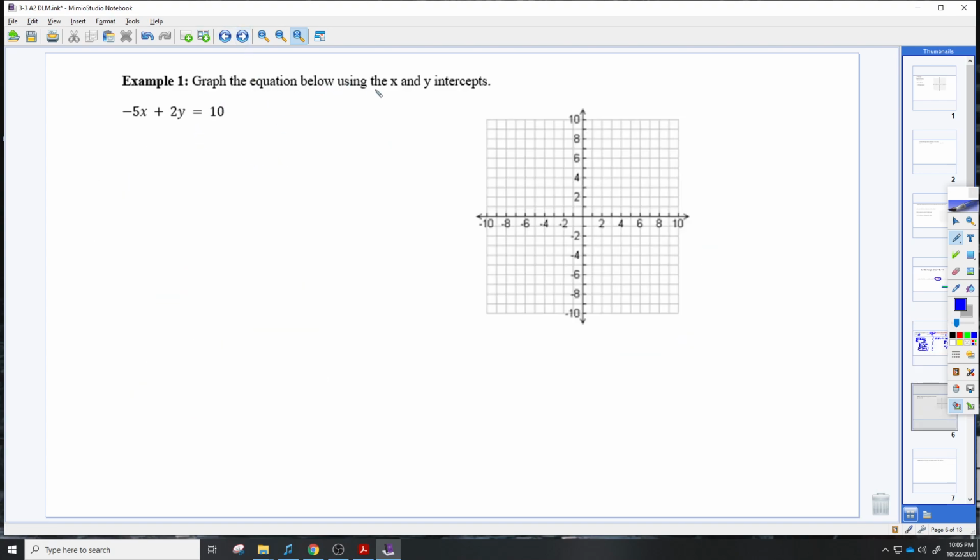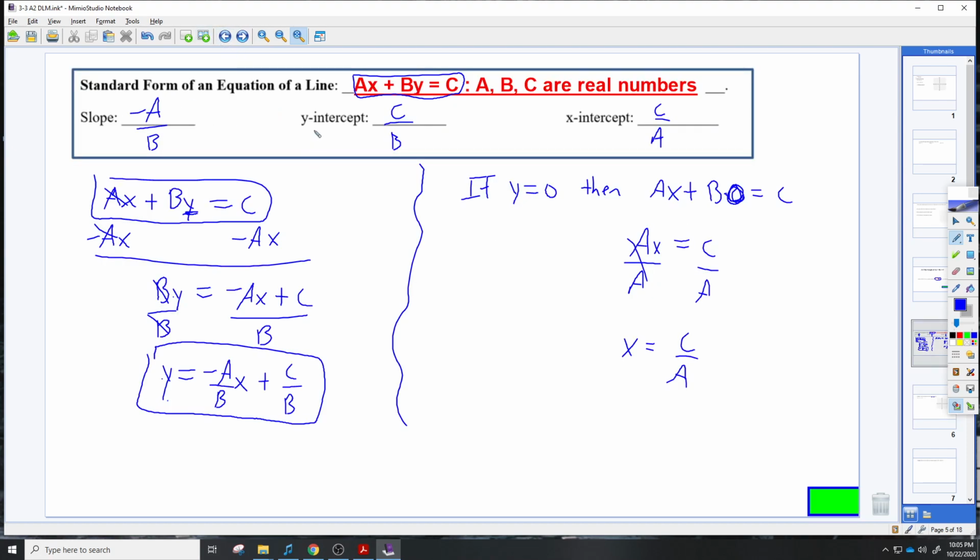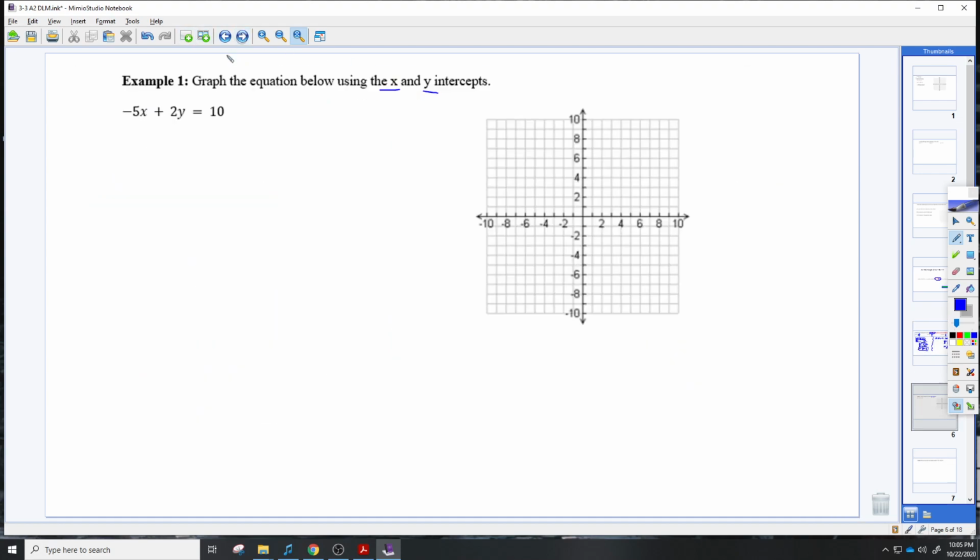Example 1, graph the equation below just using the x and y intercepts. So first thing you should do is we're going to label each of these numbers in order. If you look back here, ax, a goes with x, b goes with y, and c is the number by itself. So it's going to go a is -5, b is 2, and c is 10.